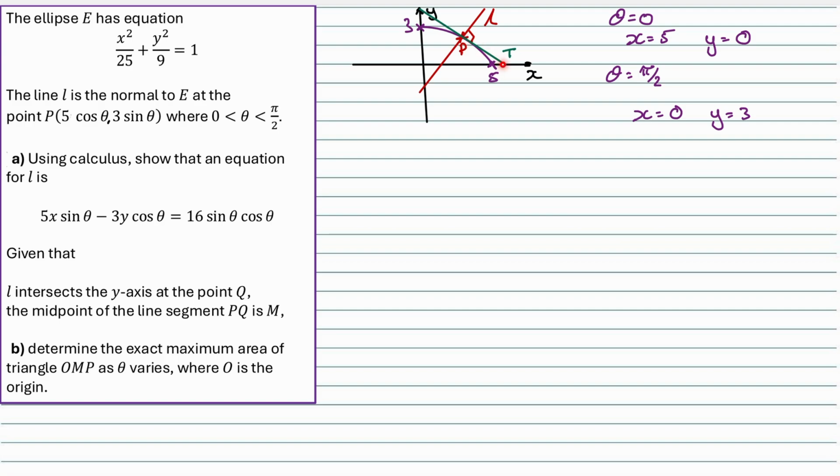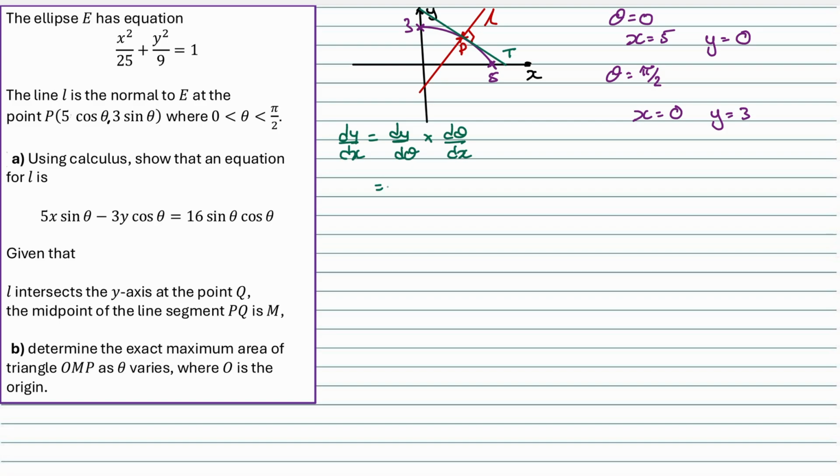We know the gradient of a tangent will be the negative reciprocal of the gradient of the normal. So to work out the gradient of a tangent, we could either differentiate this implicitly, or we can use the chain rule to differentiate the general point. I'm going to use the chain rule. We know dy by dx will be dy by d theta multiplied by d theta by dx, because then these d thetas will cancel.